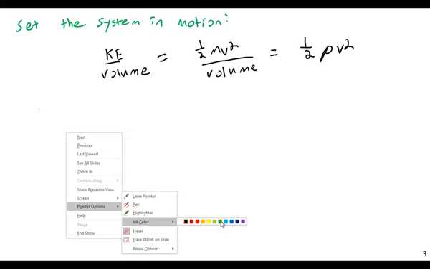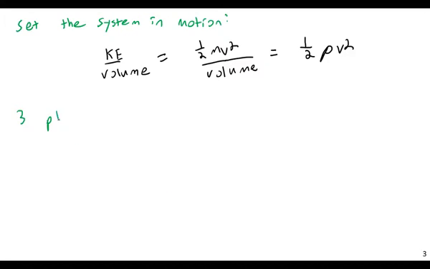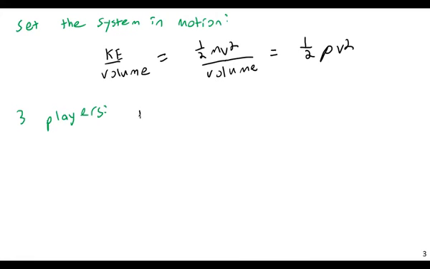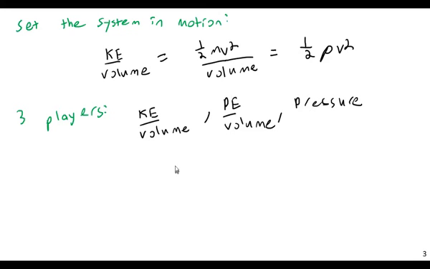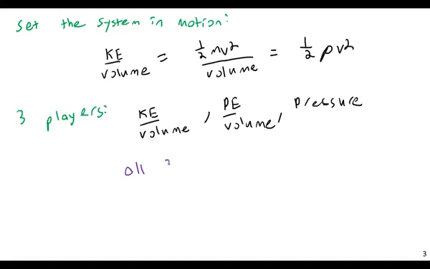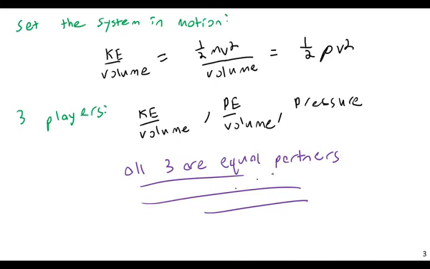So again, let me summarize. We have 3 players on the board. We have KE over volume, PE over volume, and pressure. And in systems that do not lose energy, all 3 are equal partners.